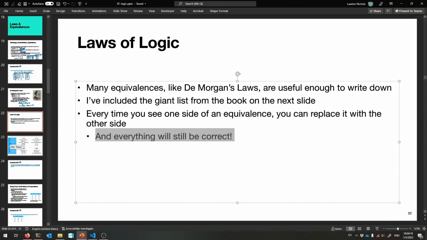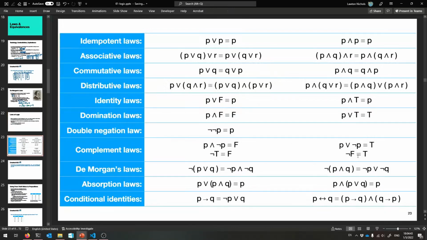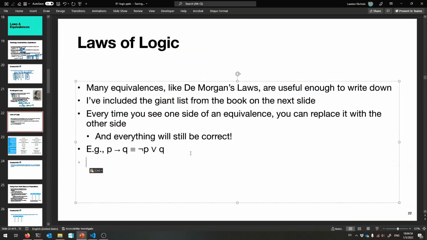So let me show you a silly example, but useful. P arrow Q is equivalent to not P or Q. Can I steal some of these? There we go. I'm going to show you this one. So this is just a law, actually.